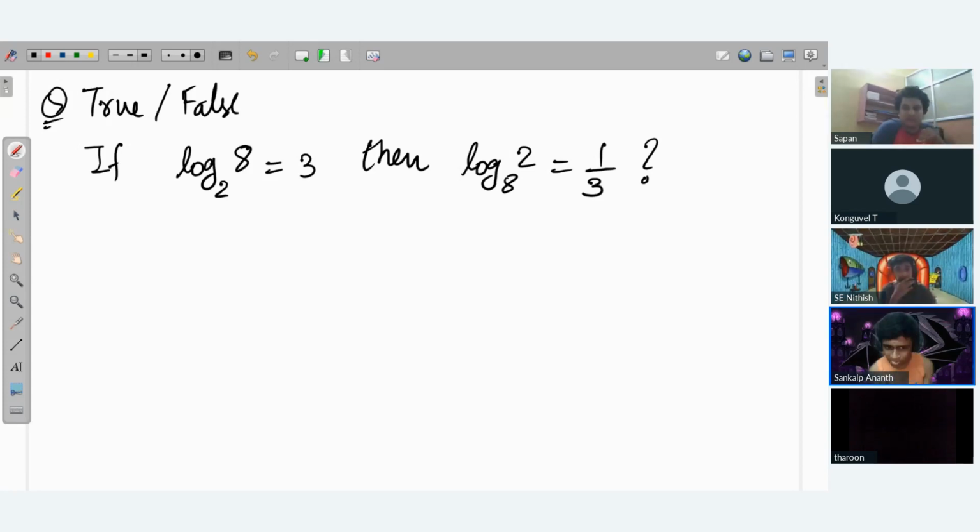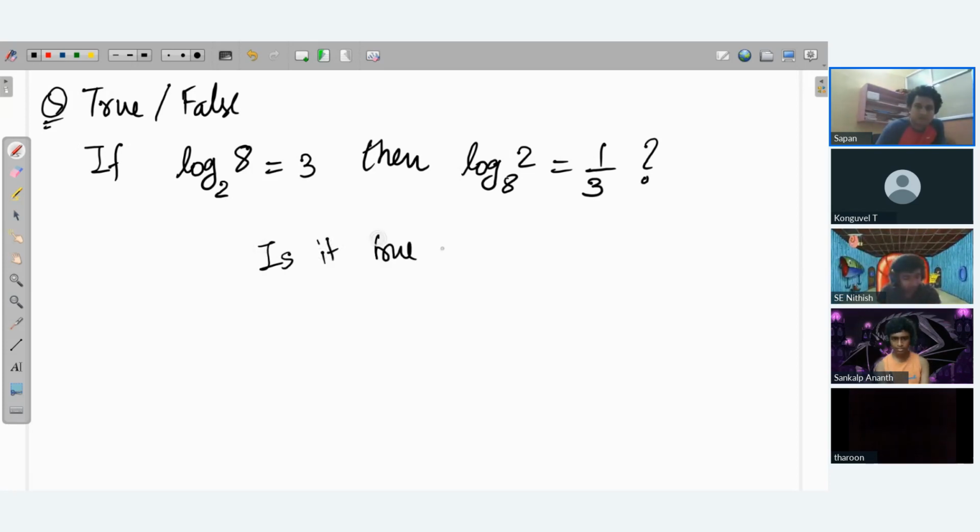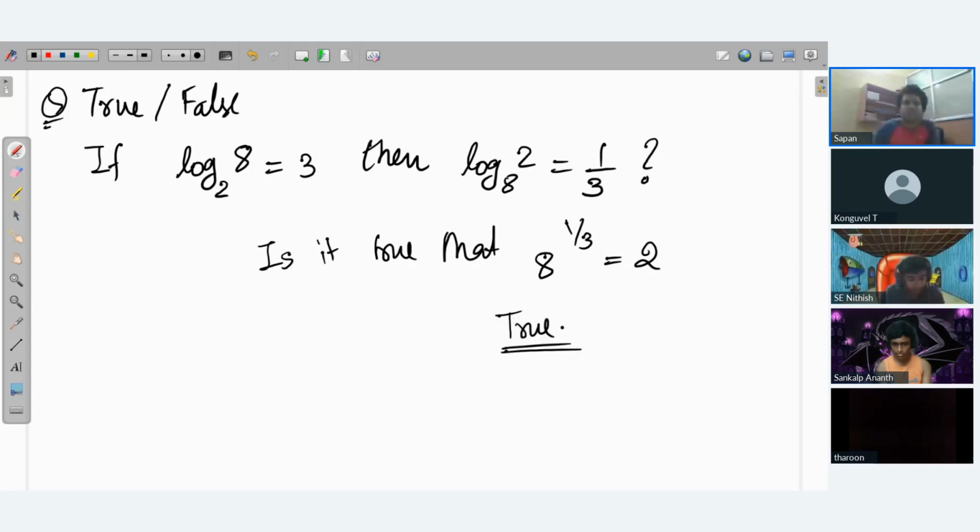First, you are given that log 8 on base 2 is 3, because 2 when raised to 3 gives you 8. Now, when 8 is raised to 1 by 3, does it give you 2? So basically, it is asking, is it true that 8 raised to the power 1 by 3 equals 2? Certainly true.